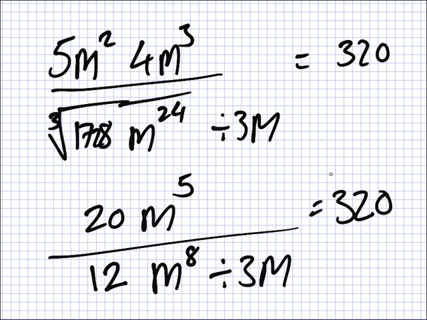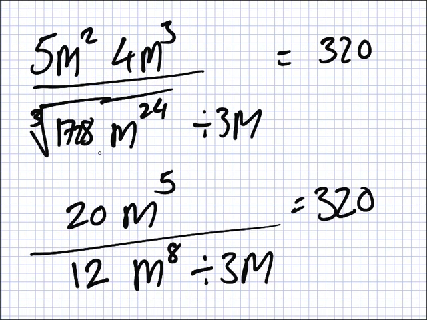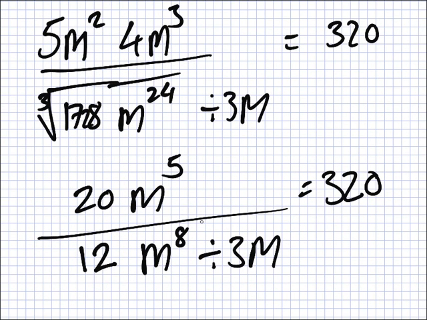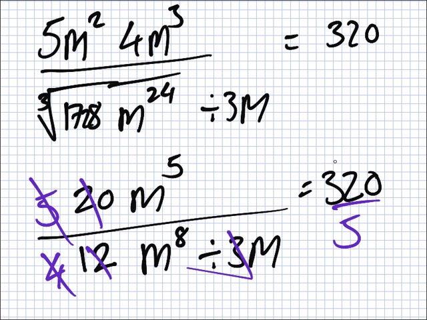Cube root of 1728. No, cube root first. Now I'll divide by 3. So 12 divided by 3? 4. 20 divided by 4? 5. 320 divided by 5, 64.